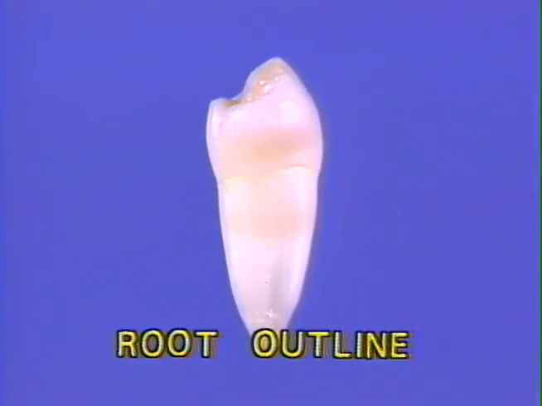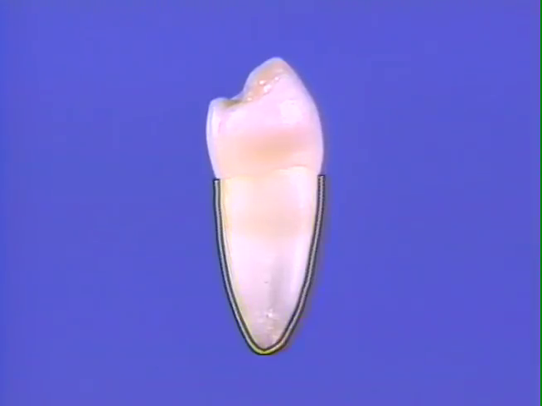Root outline. The outline of the root is similar to that observed from the mesial aspect. The surface of the root distally exhibits more convexity than was found on the mesial surface. A shallow developmental depression is centered on the root, but rarely does it contain a deep developmental groove.